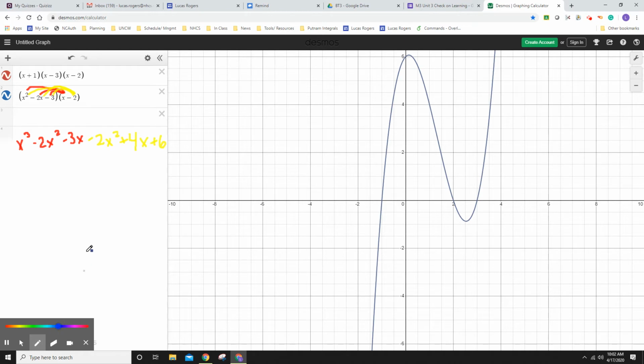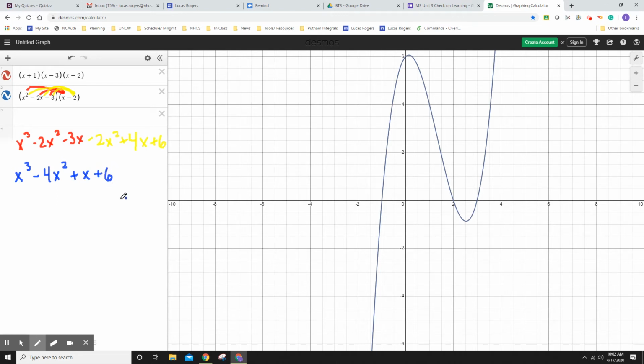All right. So what we're looking at in total here for this blue graph that we see is x cubed minus 4x squared, minus 3x plus 4x, which is plus 1x, so just plus x. Then the constant term always ends up being the constant times the constant there. Those two always create this last part.